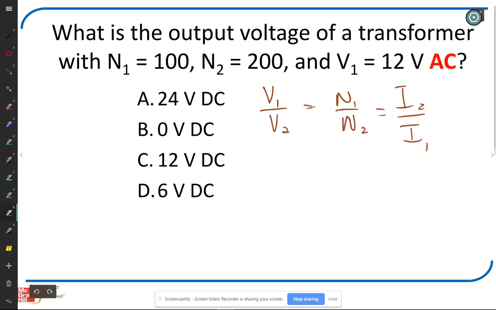Notice the I's have the indices reversed versus the other two. That's so V1 I1 equals V2 I2. So if I have V1 is 12 volts, N1 is 100, N2 is 200, what am I going to get from my output? 6.